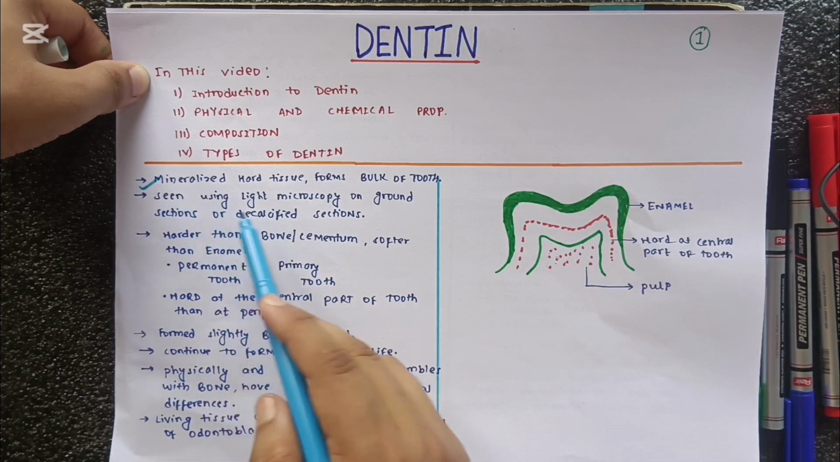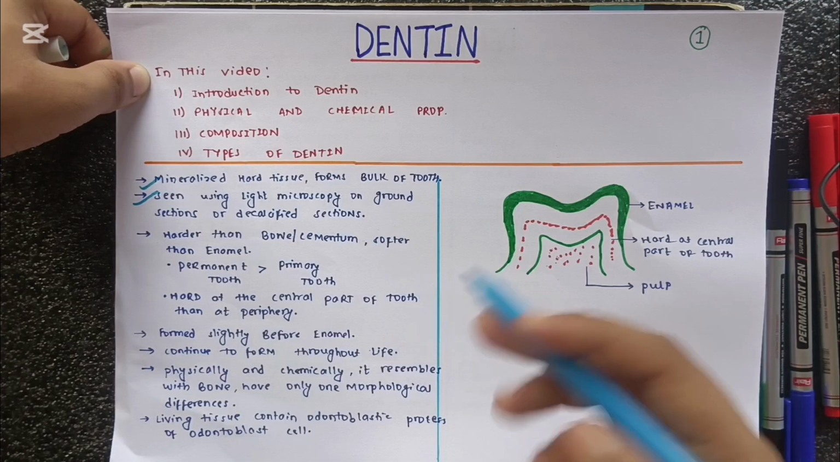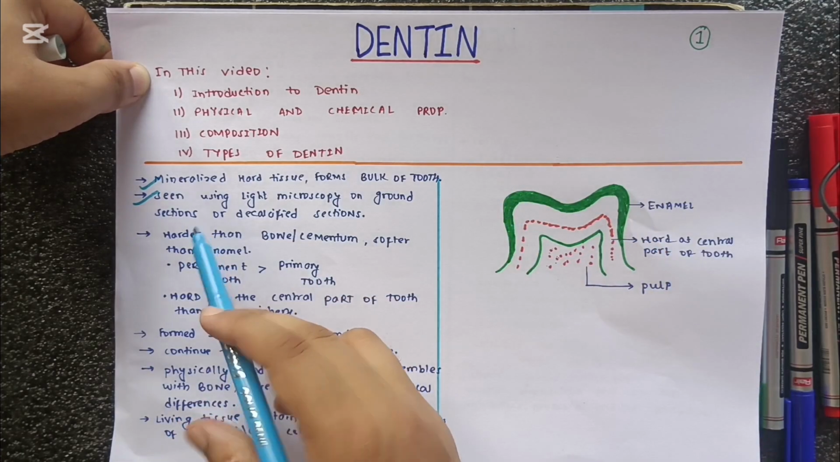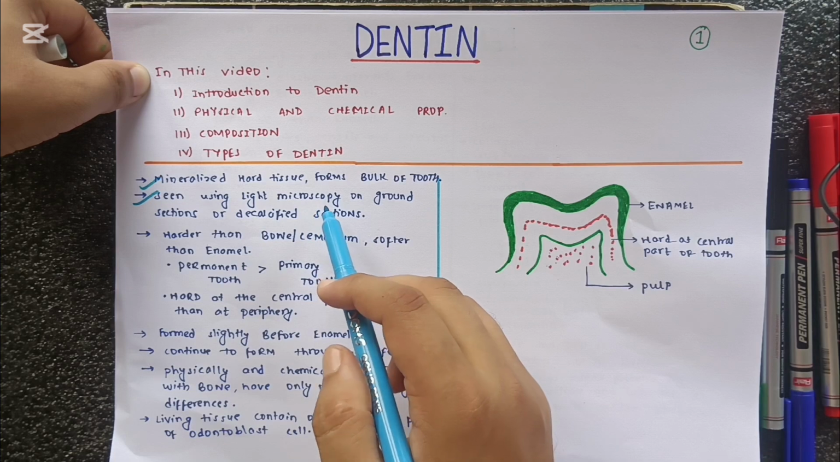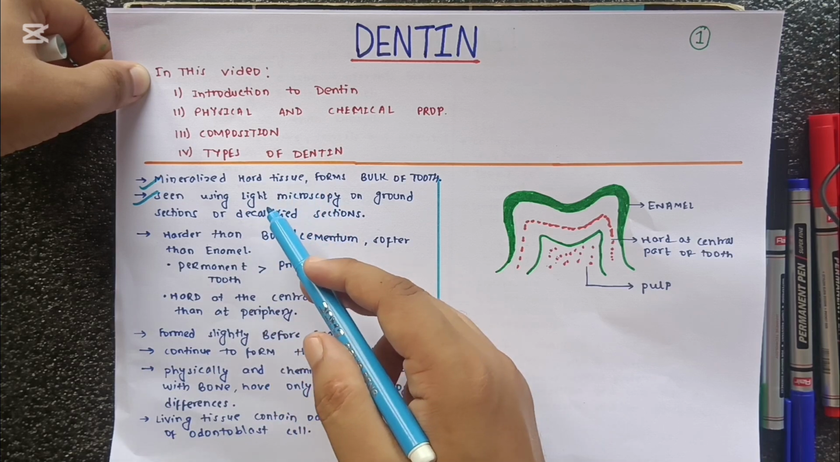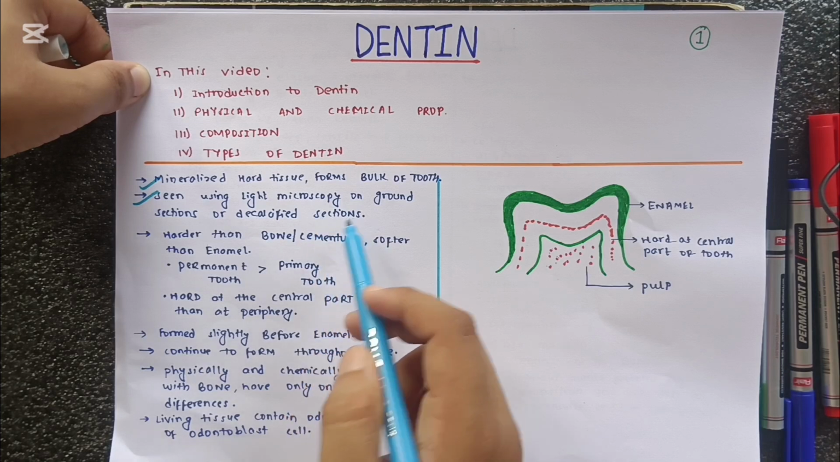Dentin can be seen using the light microscope on the ground section or the decalcified section. So it is seen using a light microscope itself, in ground sections or decalcified sections.